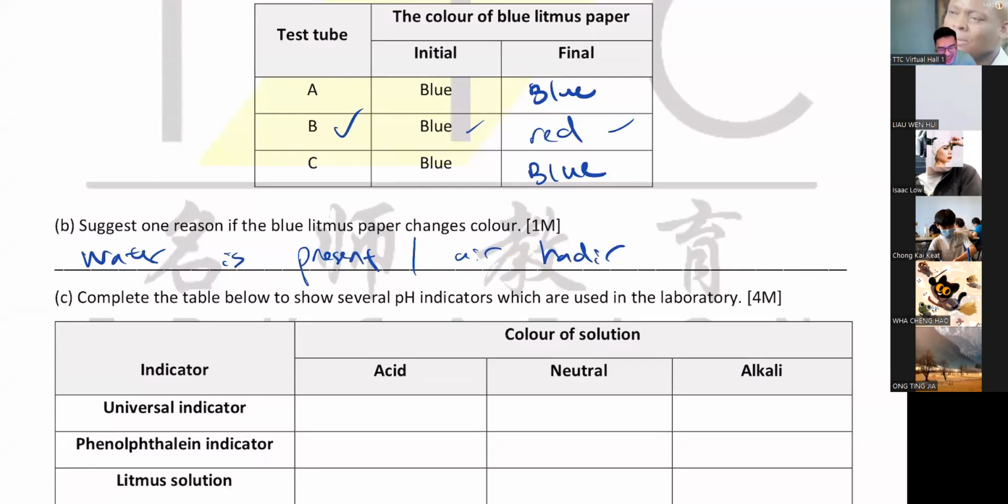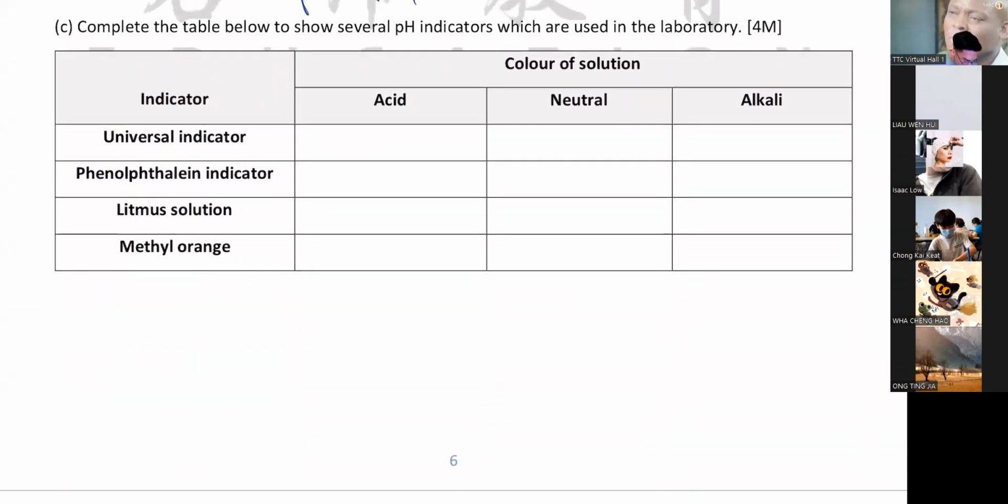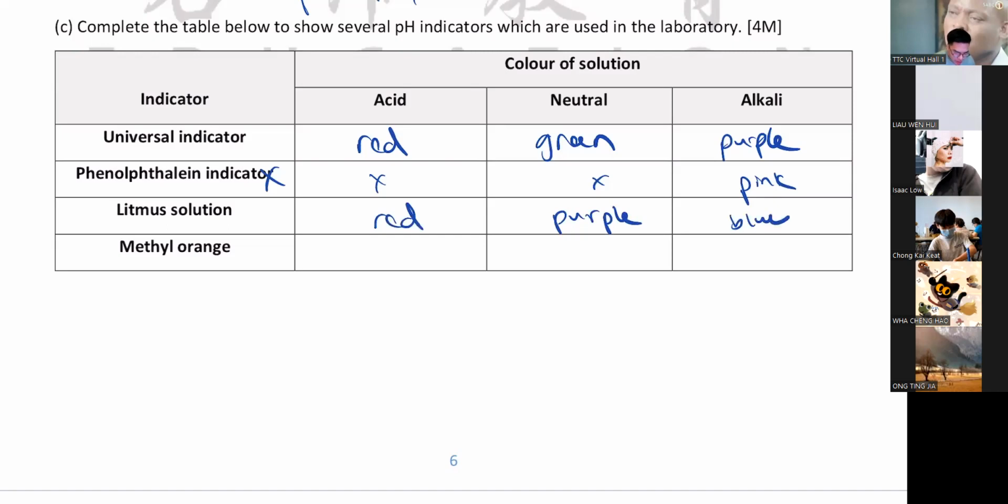Yes, I know. Right? Don't punch me. Anyway, so this indicator, I'll just give you the colors here lah. Universal indicator, you start from green. When you go acid, it's red. When you go alkaline, it's purple. Phenolphthalein, no color, pink. This one is not important. Litmus solution, you start from purple. Like I said, acid is red. Alkaline is blue. Methyl orange, you start from orange, red, and yellow. Hey, this is all in the notes lah.